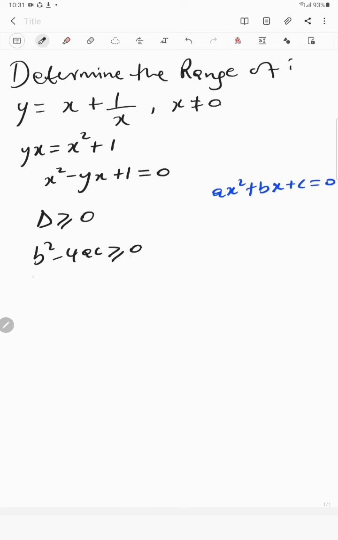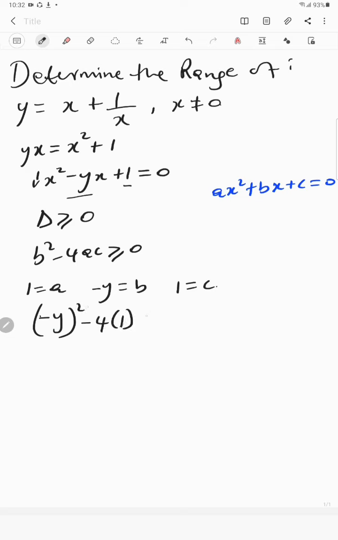Now let's substitute by knowing that our a is just 1, then our b, which is the coefficient of x, which is this one, is going to be negative y. Then our c is just a constant, which is 1. We have negative y all squared, then minus 4 times a, our a is 1, times c, our c is also 1, is greater or equal to 0.